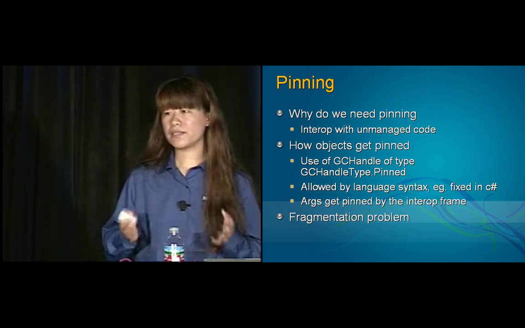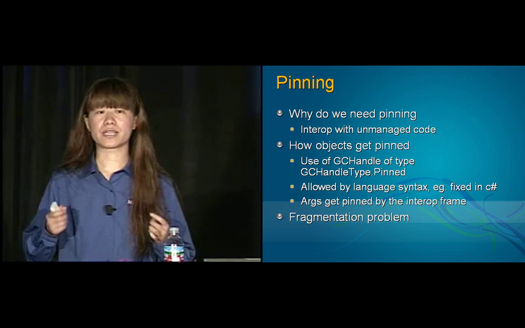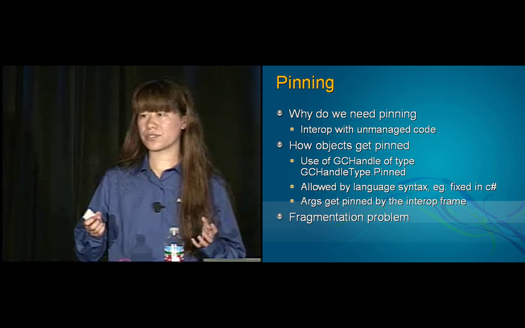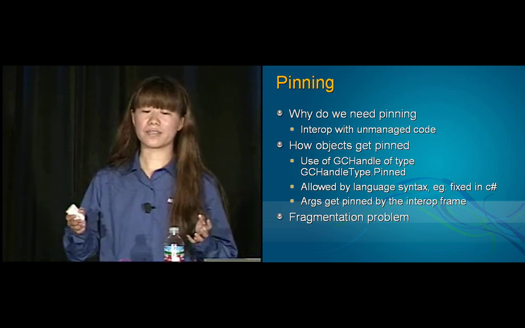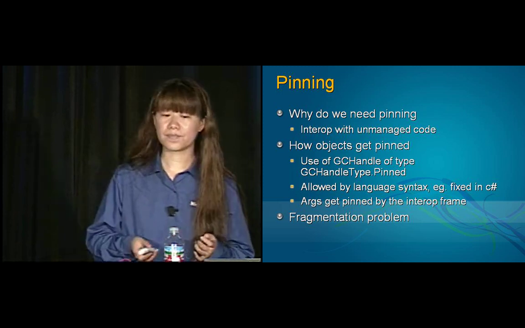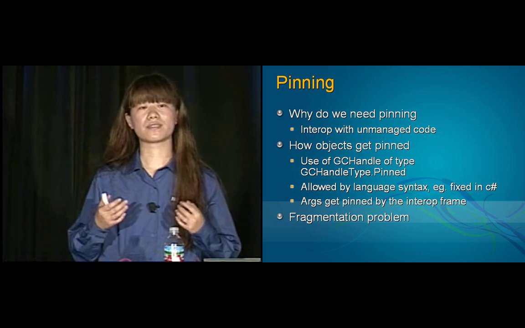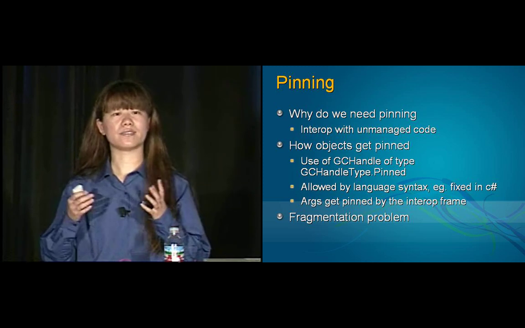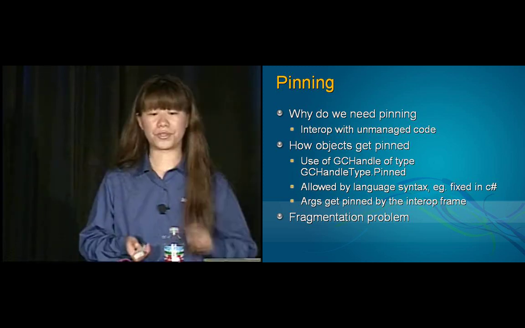And there are three ways that pinned objects get created. The first is, you explicitly use GC handle to create a pin handle. And some managed languages also allow you to create pinned objects, for example, you can use the fixed keyword in C# to create pinned objects. And when you do interop, the interop part of the CLR can actually create pinned objects for you. If it decides certain arguments should be pinned during this call, it'll create a pinned object for you.